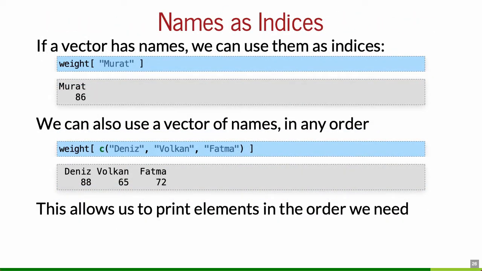Now we can also use the name as an index. If a vector has names, we can use the name in quotation marks as an index. This is what is called a dictionary in other languages. We can also use a vector of names and get all the components in the order that we choose. Please notice that this is not the original order. Here we mixed it in the way that we want.